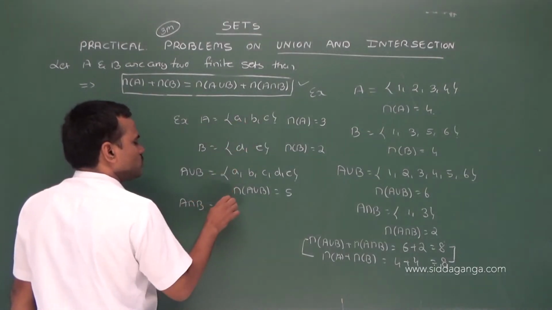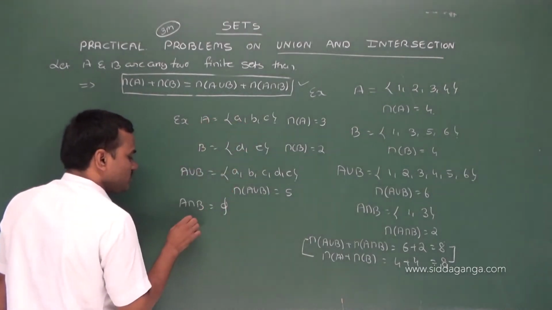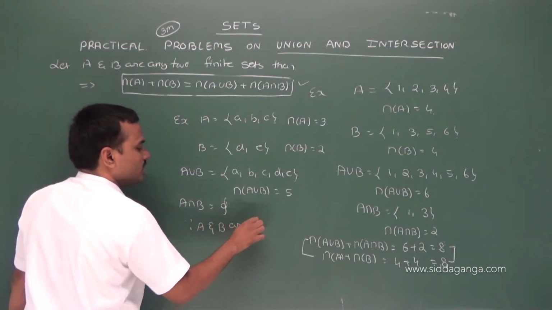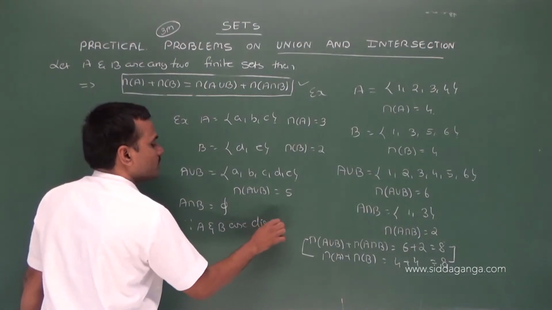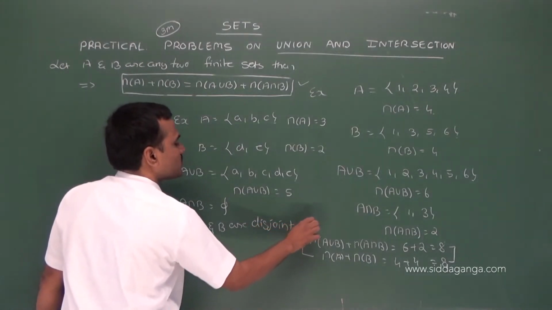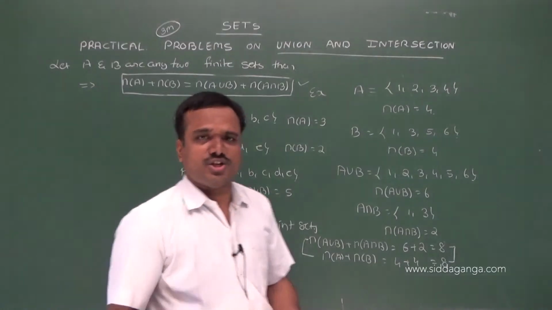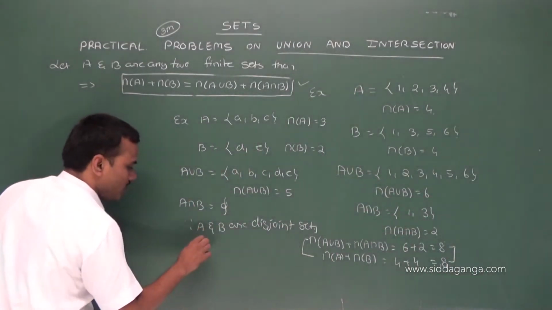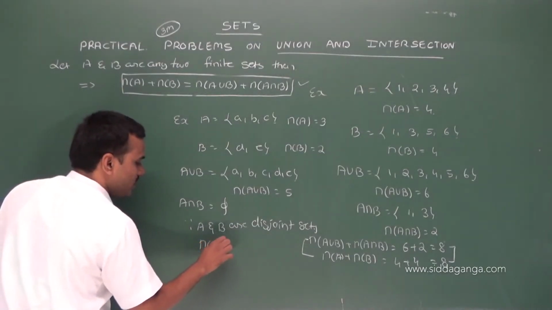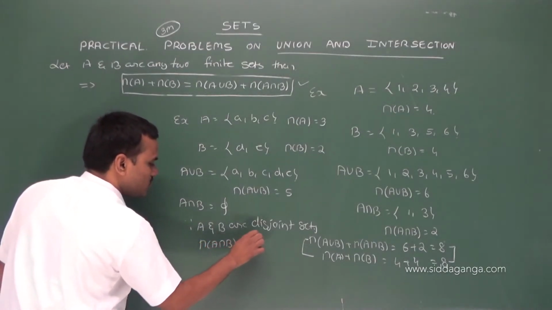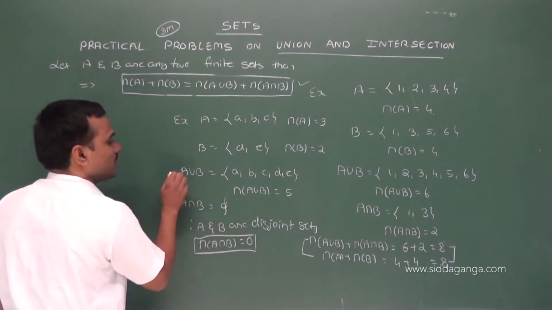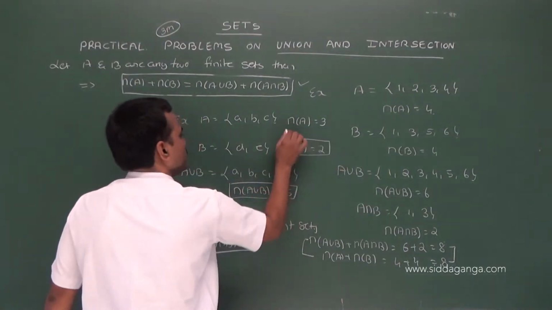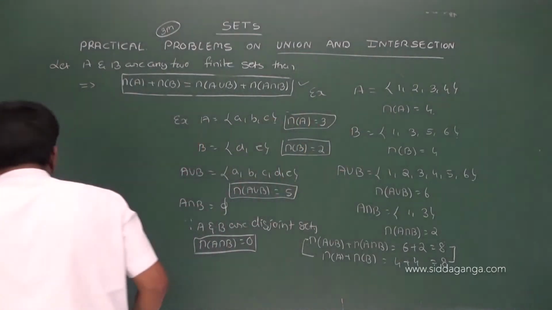A intersection B. Any common elements? No, because A and B are disjoint sets. A intersection B is empty. If A intersection B is empty, it has no element, that implies n of A intersection B is equal to how much? 0. The total number of elements present in A intersection B is 0.